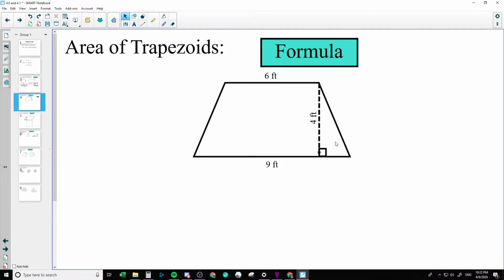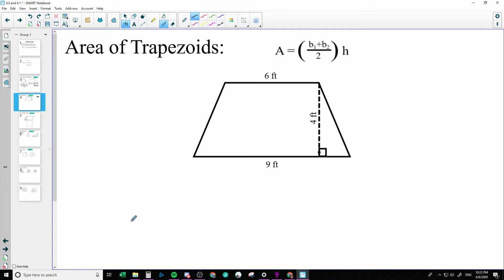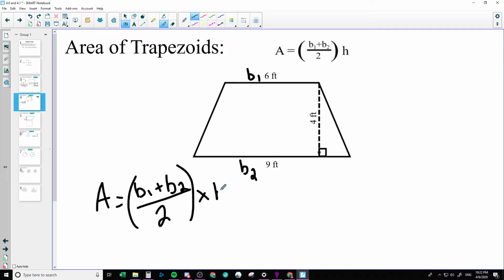They've got a little bit more of a complicated formula. So let's take a look at this formula. It's area equals base 1 plus base 2 divided by 2, and then you multiply that number by height. Okay, so let's call this one base 1. We'll call this one base 2. So area equals base 1 plus base 2, because we want the average of these bases. Base 1 plus base 2 divided by 2, and then we're going to times that by the height.